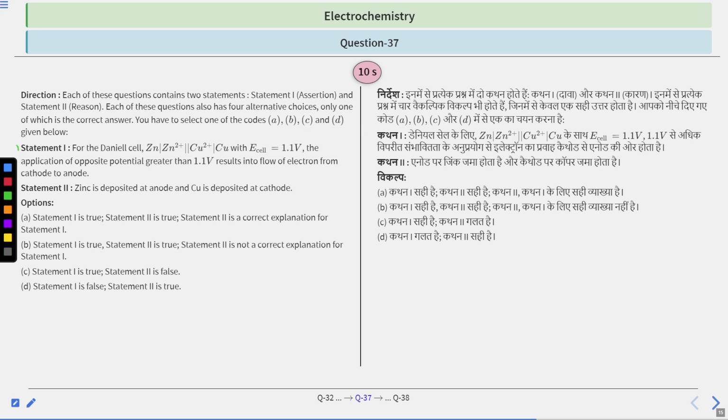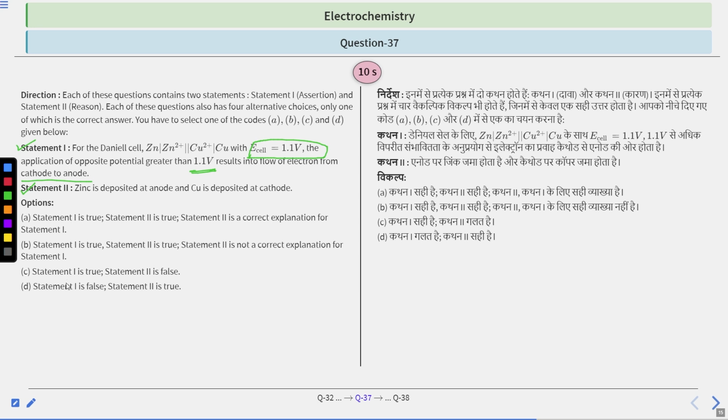Statement 1 is, for the Daniell cell, Zn2+ | salt bridge | Cu2+ | Cu, with E cell equal to 1.1 volt. The application of opposite potential greater than 1.1 volt results in the flow of electrons from cathode to anode. Statement 2: zinc is deposited at the anode and copper is deposited at the cathode.